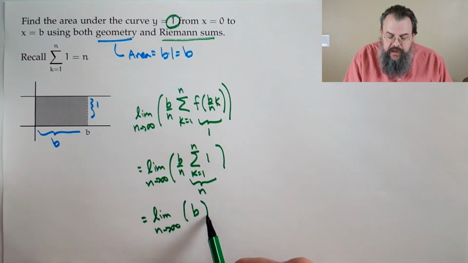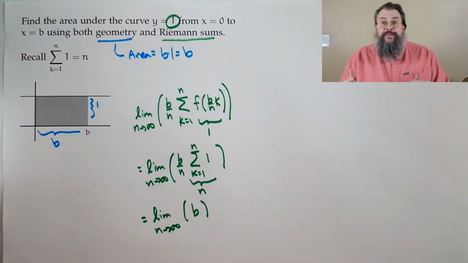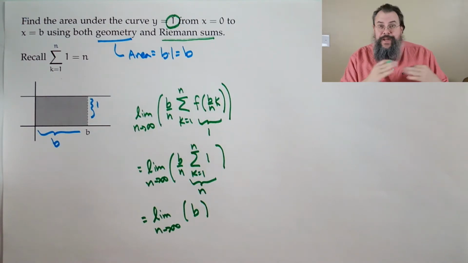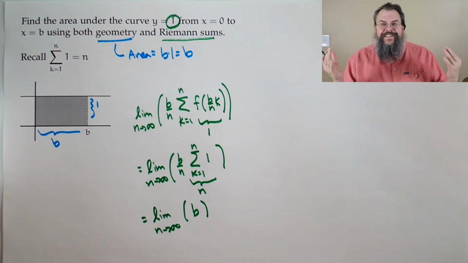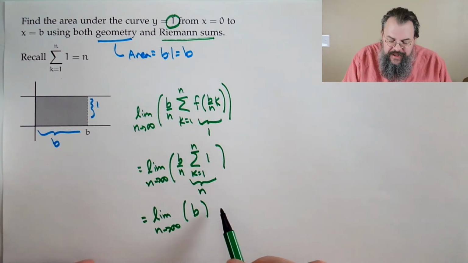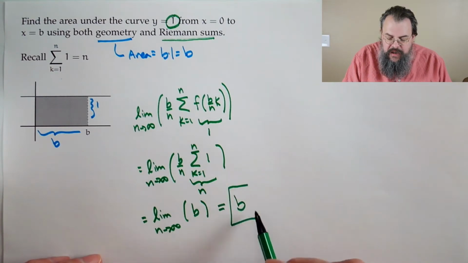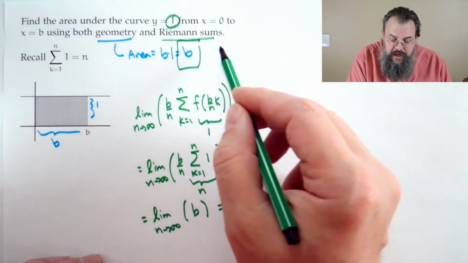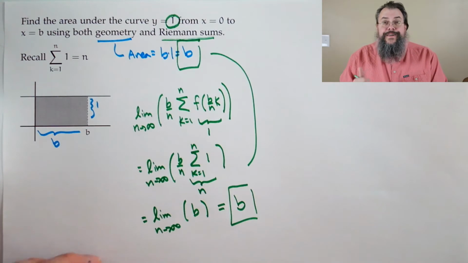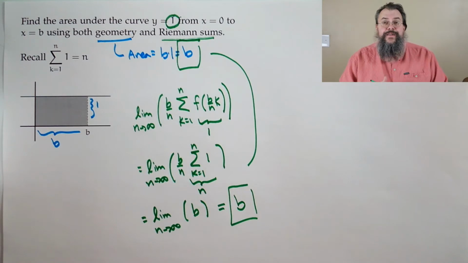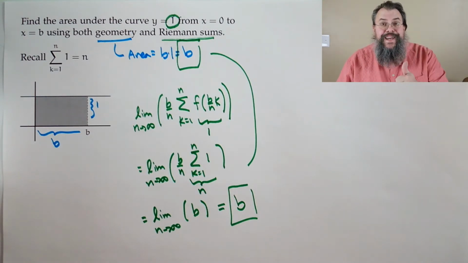And this is a wonderful limit to take, because what don't we have? We don't have any n. And so as n goes to infinity, it's always b, and therefore we get b. And you'll notice, aha, these match. Good sign. So by doing both the geometry and the Riemann sums, we got the same answer, b.